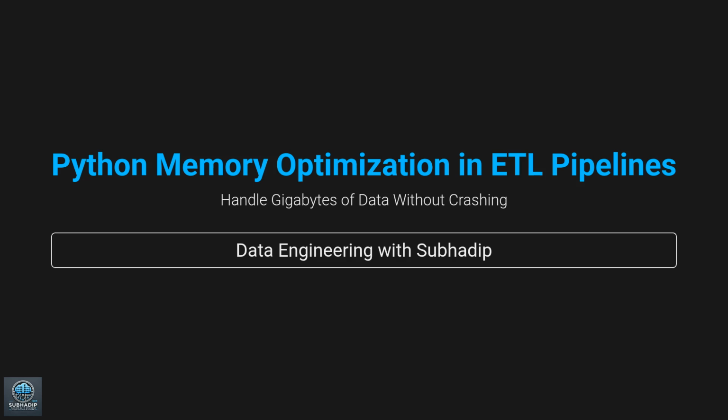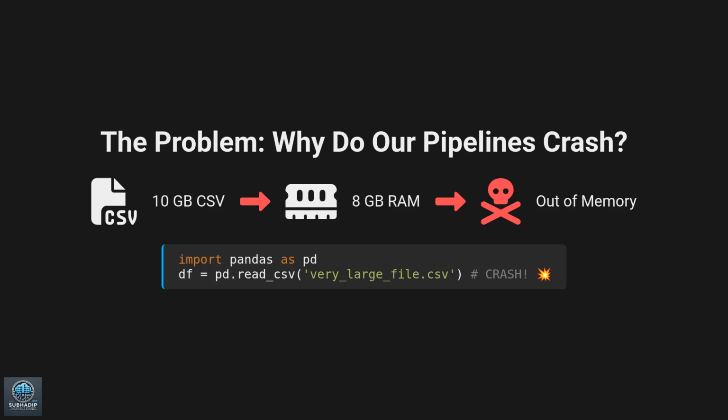In this tutorial, we will learn how to optimize Python ETL pipelines for memory usage and process massive datasets without crashing your system. A common problem in data engineering is running out of memory when processing large files. Loading a multi-gigabyte file directly into a Pandas data frame can easily consume all available RAM and crash your script.